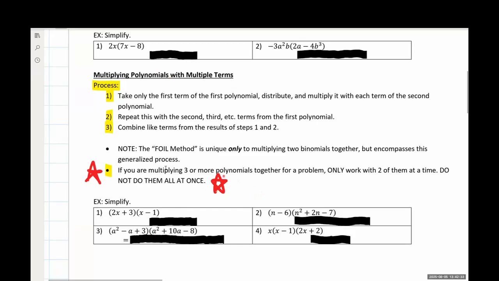It should also be noted right here, if you guys are writing these things down, please put some stars by this last bullet point. If you are multiplying 3 or more polynomials together for a problem, and we're going to see this in example 4, only work with 2 of them at a time. Do not do everything all at once. A lot of people want to multiply and distribute everything to everything all at the same time. I'm telling you now, we want to resist that at all costs, resist that urge, break that habit. Just work with 2 things at a time.